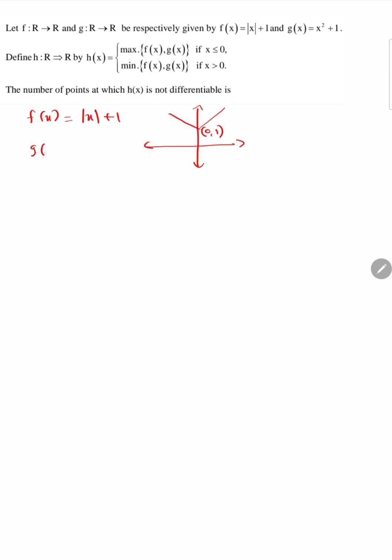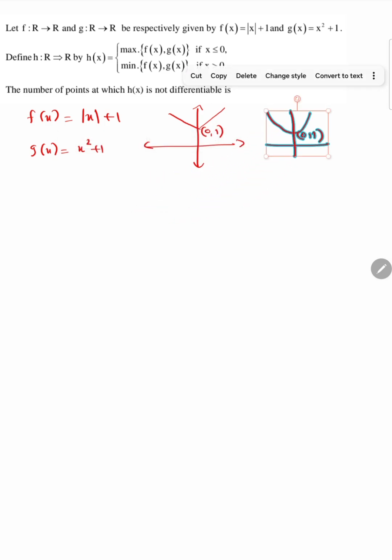Now the next function is g of x, which is x square plus 1. We know this is the graph of x square, and the x square plus 1 graph will be like this. This is 0, 1. Now we need to draw these two graphs together. So how will it be? We have these two graphs, and I'm going to draw them together.